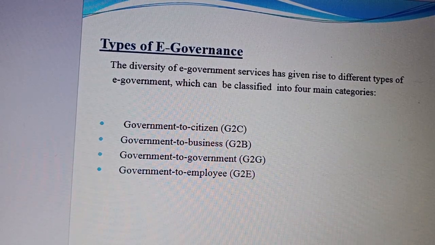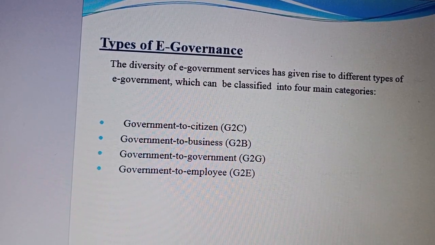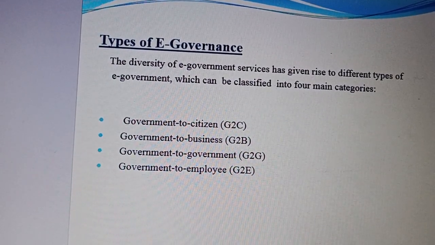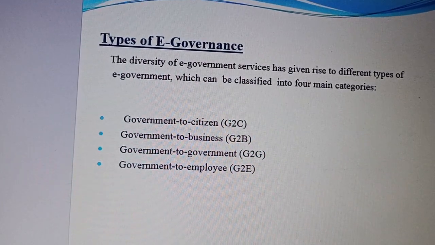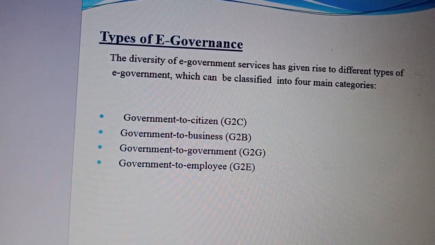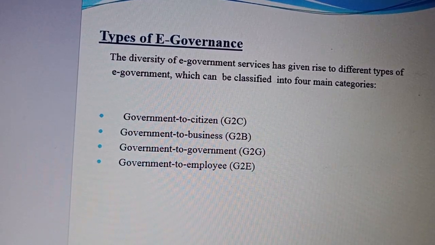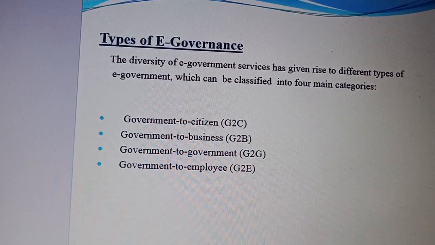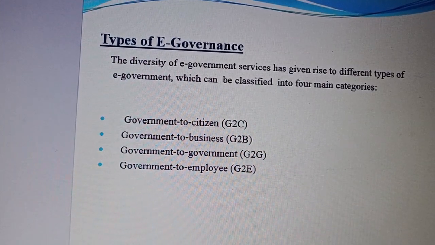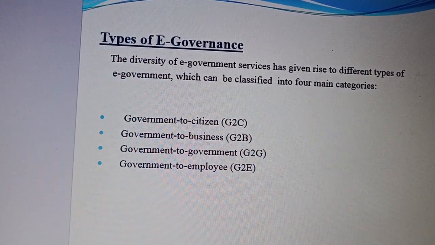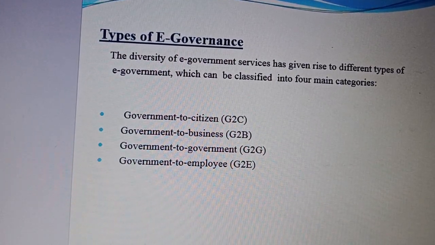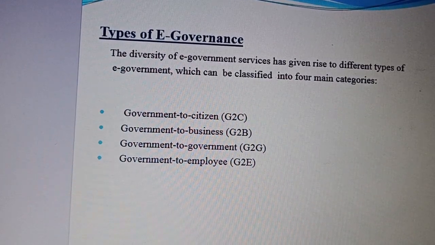In types of e-governance, the diversity of e-government services has given rise to different types of e-government, which can be classified into four different types. One is government to citizen, that is G2C, government to business, G2B, then government to government, that is G2G, and the last one is government to employee. These four models are very important because the government plays an important role for citizens, business, government, and employees as well.